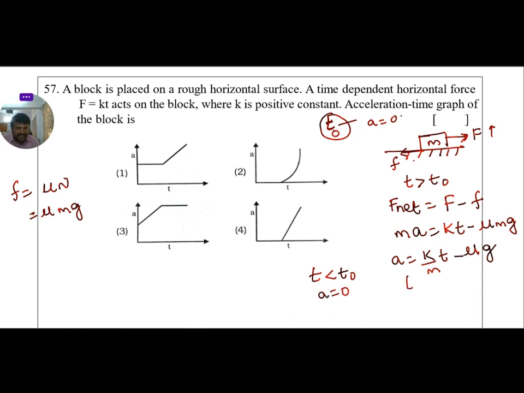But as time increases, that means this time the time is greater than t naught. Then this time there is a relative motion between the surfaces. This time the friction is kinetic friction, and this time the acceleration is there, and this acceleration is directly proportional to t. So observe the graphs. In option 4, up to t naught, time is less than t naught, the acceleration is 0. If t is greater than t naught, the acceleration is directly proportional to t. So option 4 is the right answer.